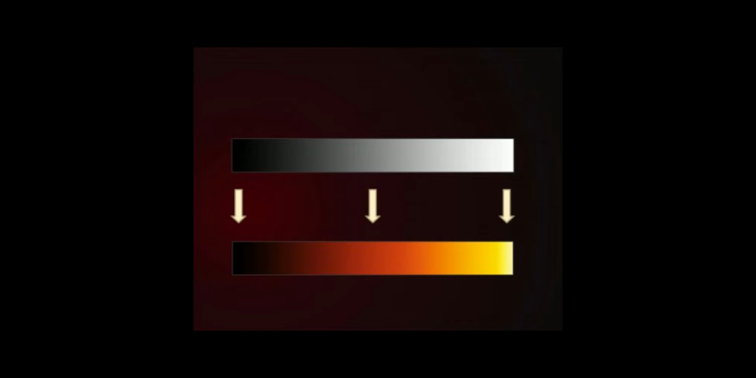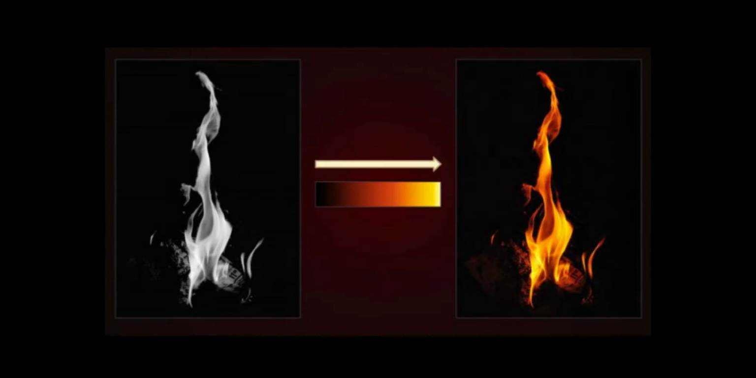Let's see what the gradient mapping actually means, and the basic concept behind it. Given a black and white input image and a colored gradient, all black and white values are mapped into the equivalent color values of the given gradient. So it applies a gradient of color to your image depending on the tones in the image. Where the image is darker, the colors at the left of the gradient are applied, and where the image is lighter, the colors at the right of the gradient are applied.